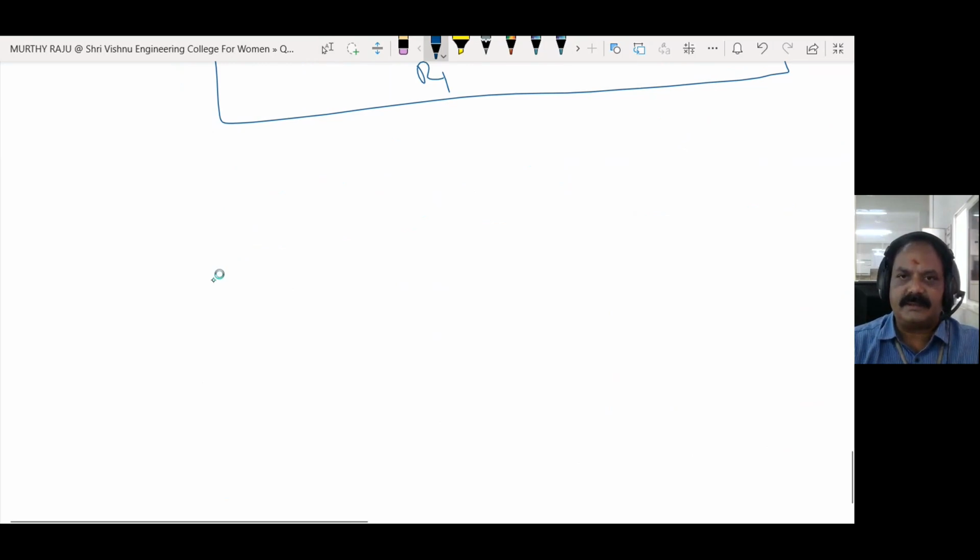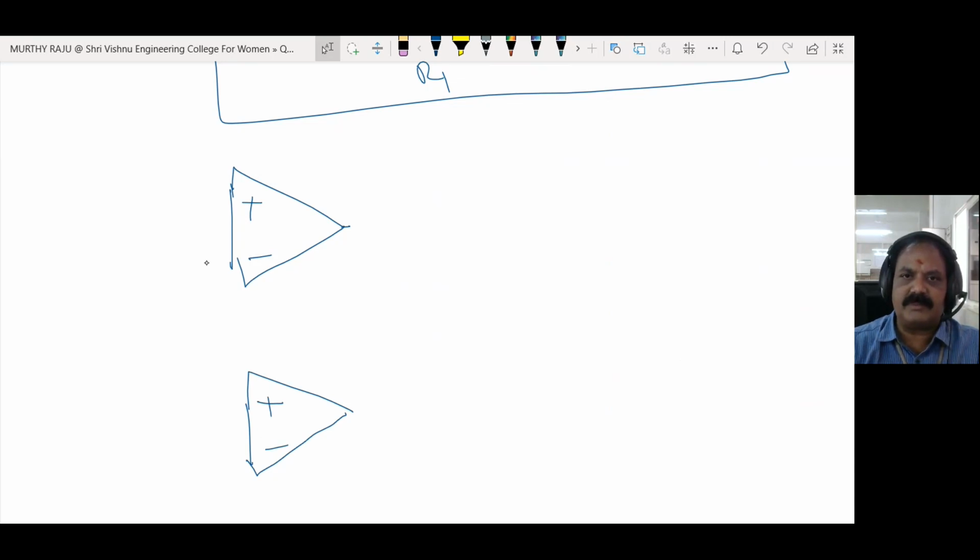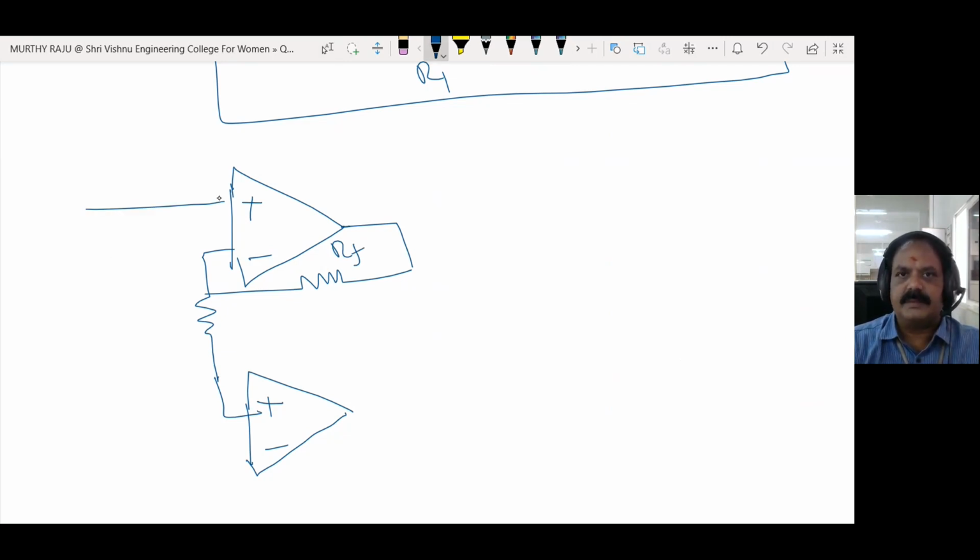Now, here, this is the diagram. Plus, minus. This one is the instrumentation amplifier. This one is R1. Here V2. Here V1. A1.